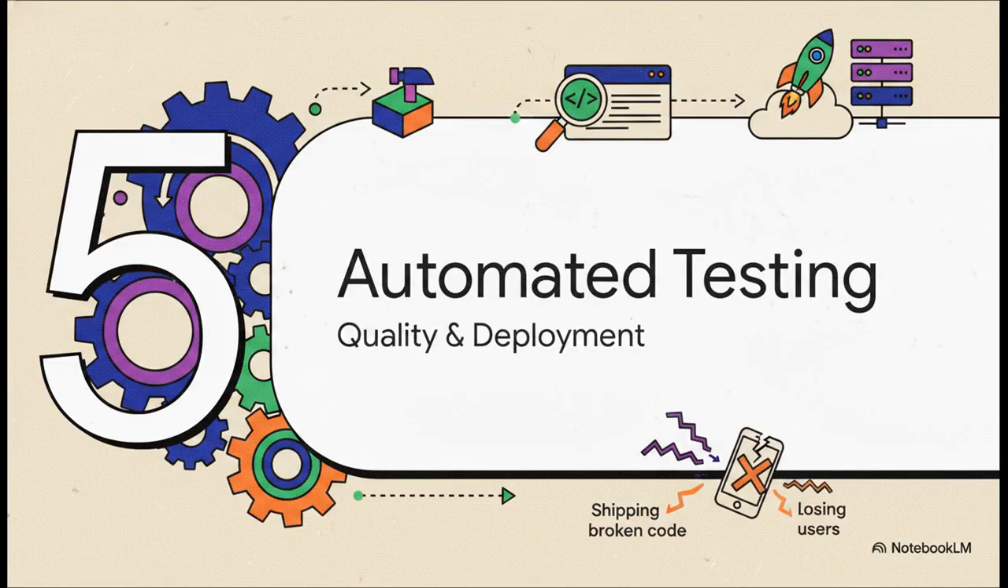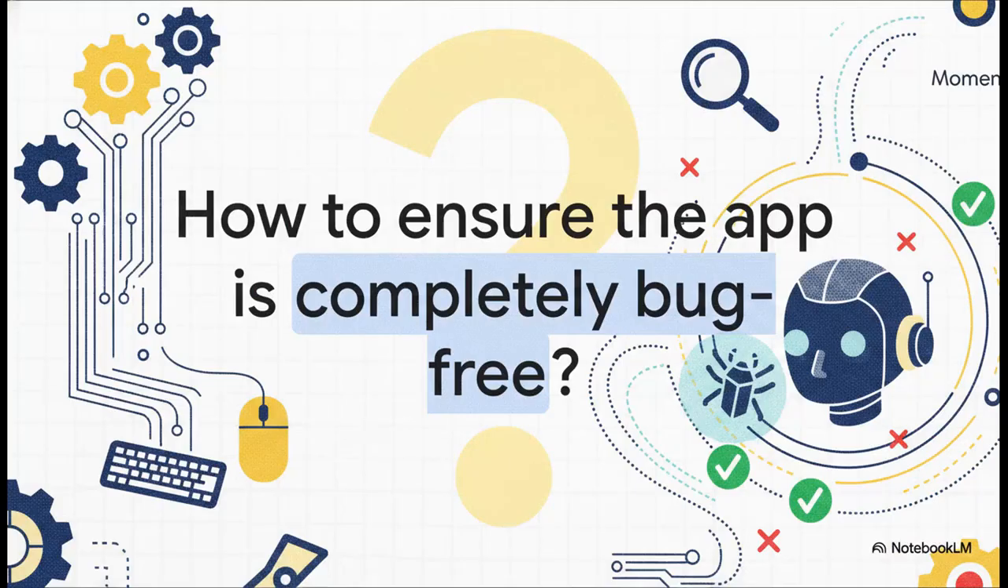And finally, Section 5. Automated testing and deployment. Ensuring quality and actually launching this thing. So, the big question, how do we ensure our newly generated AI app is completely bug-free before the world sees it? We absolutely need a systematic way to verify that the front end correctly triggers the back end. And let's be totally honest with each other here, writing manual QA tests is every single developer's least favorite chore. So, let's just make the AI do it for us.